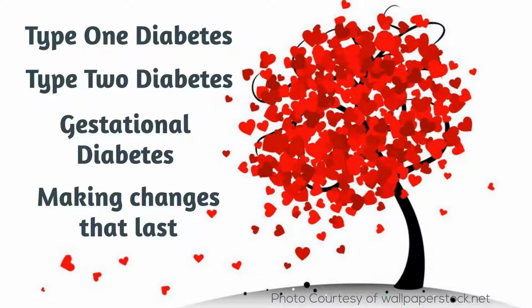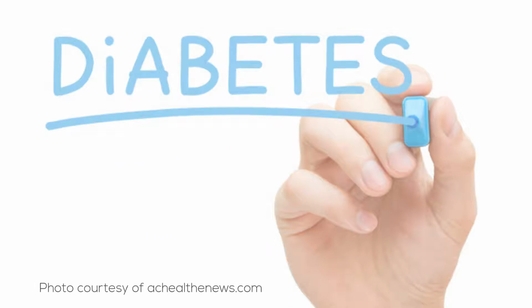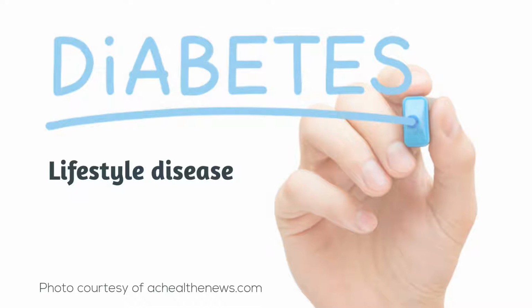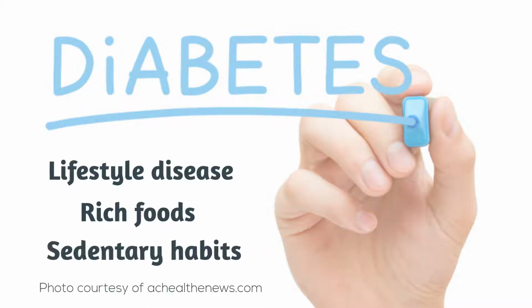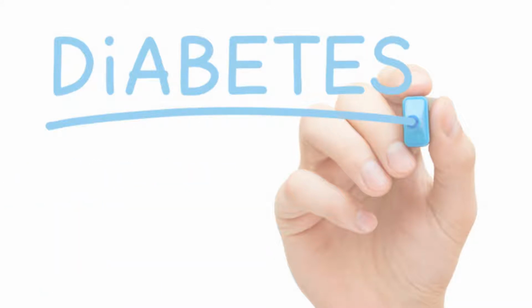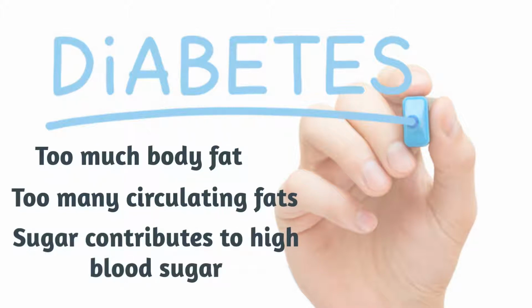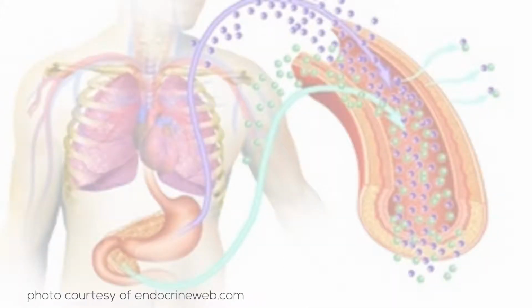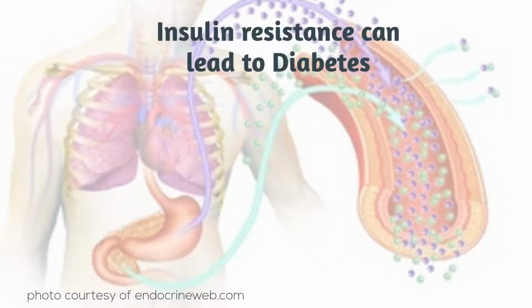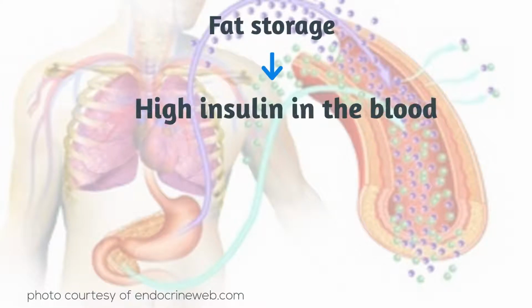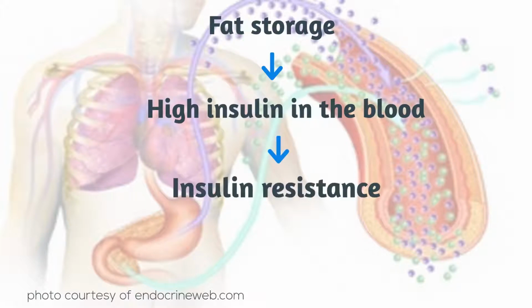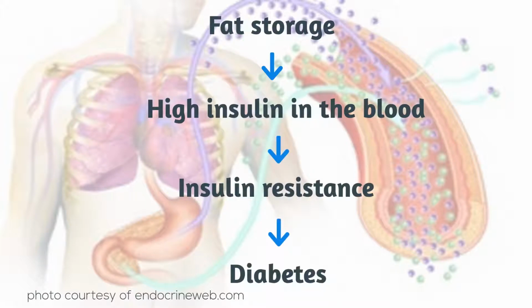So before diving into our lifestyle module, let's review what has been uncovered so far. Diabetes, especially type 2 diabetes, is a lifestyle disease. It has been characterized by eating rich foods and having a sedentary lifestyle. You've learned that the root cause of diabetes is fat and that sugar is a direct contributor to glucose intolerance. You have established through this course that insulin resistance leads to diabetes in the body. Fat is stored and accumulated by high insulin levels, and this leads to insulin resistance, which then leads to diabetes.